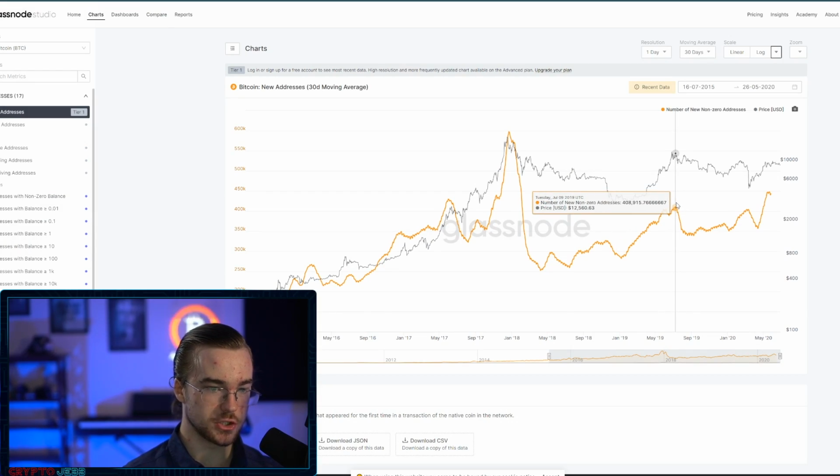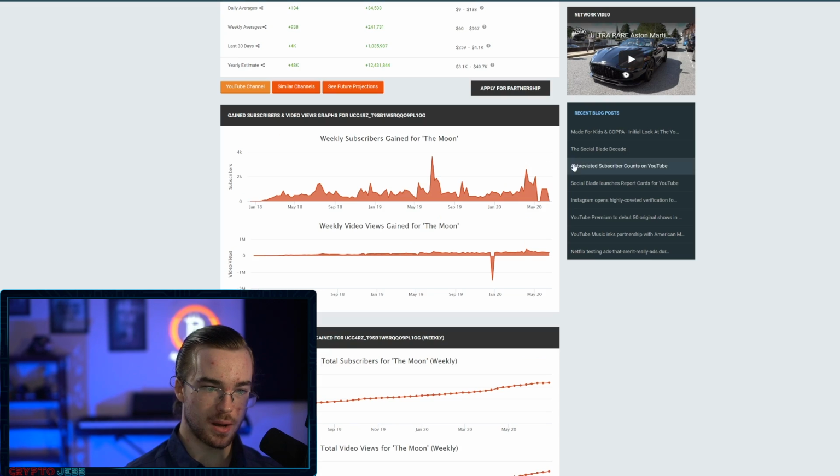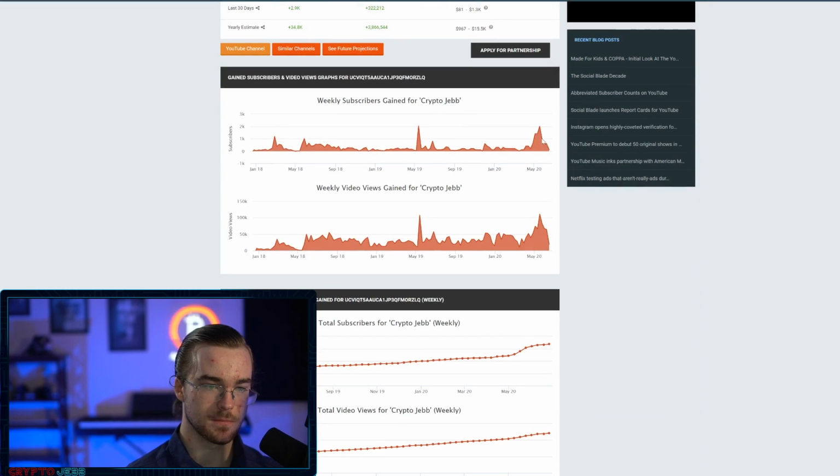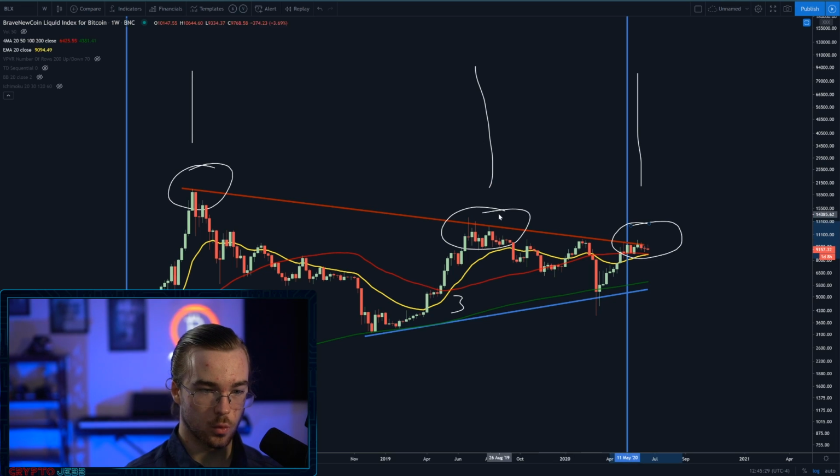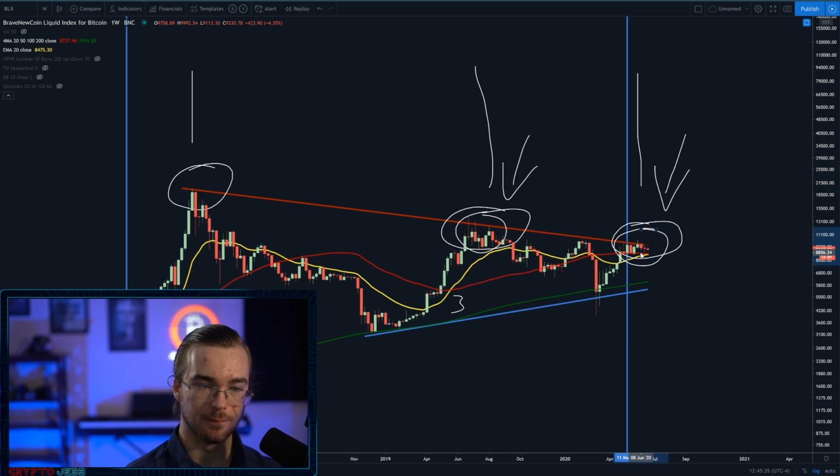But here's what's so interesting to me: we saw a peak right here in July for subscribers and for new addresses on my channel, Carl's channel, Data Dash's channel, and this chart. But if you look at the peaks here, the peaks for Carl and especially the peaks for me were actually bigger in this recent rally in May than they were back here when we were making content over here. We got more subscribers with a lower dollar value on Bitcoin. What does that tell you?